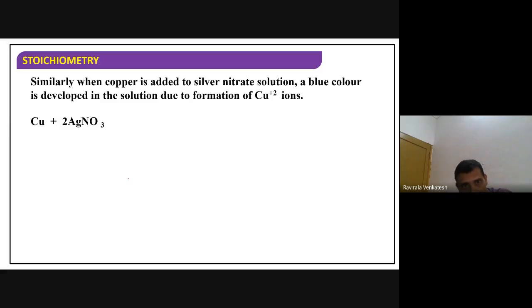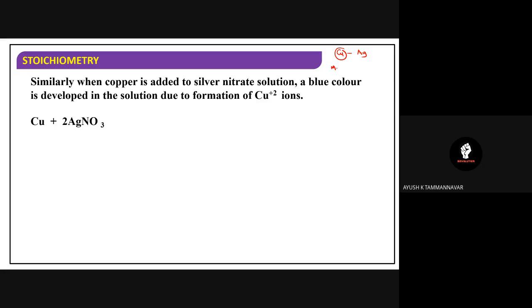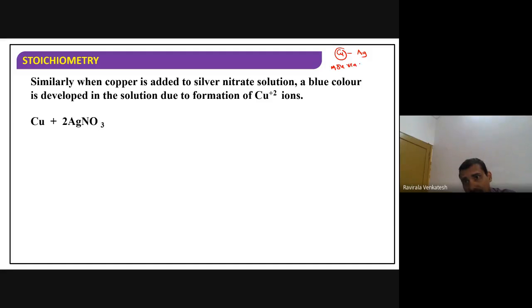And similarly, if you take copper and silver nitrate solution, a blue color is developed in the solution due to formation of copper ions. Here also, connect copper and silver, which is more active? Copper is active here. Therefore, this will undergo reaction. Now again, same thing: silver nitrate solution I have taken, AgNO3. This is a colorless compound.